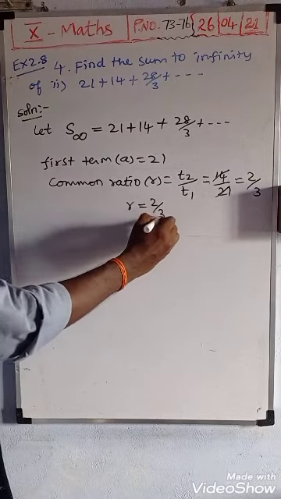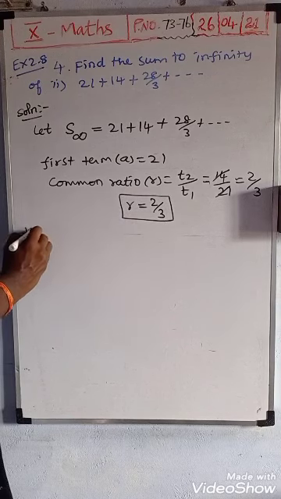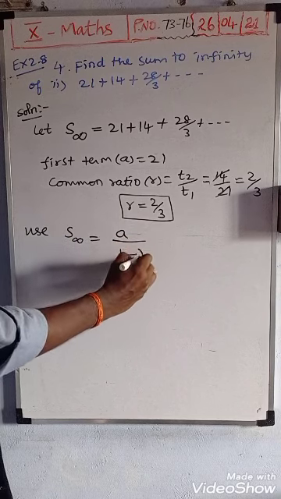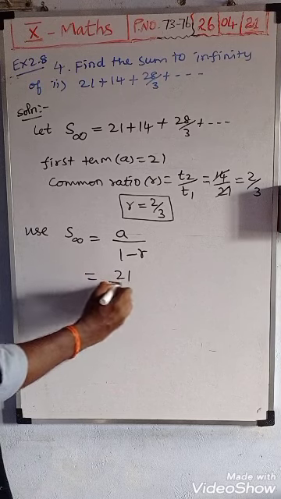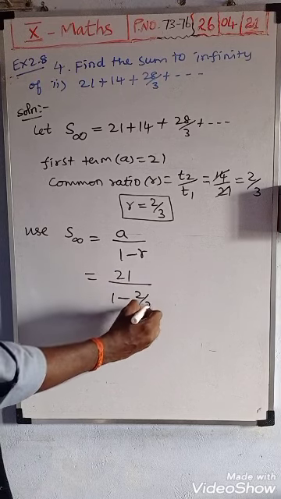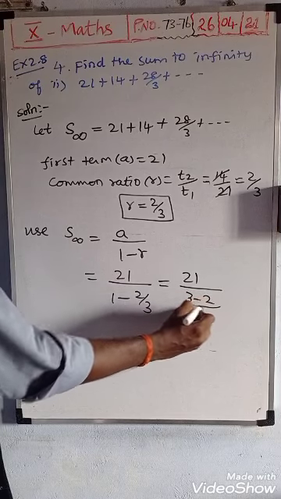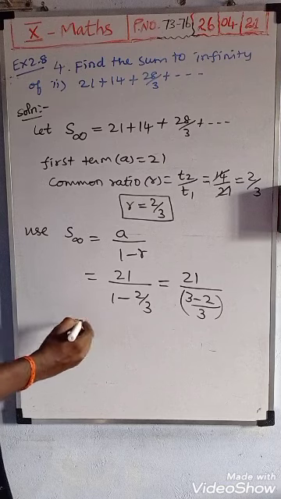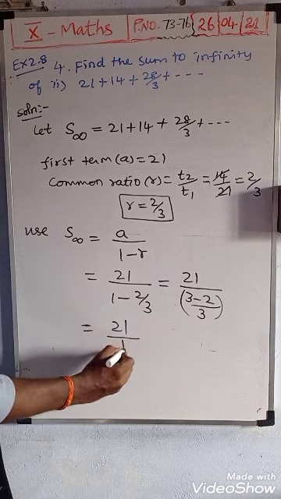So here we know only one formula, so no need to compare anything. Okay, now use S infinity is equal to a divided by 1 minus r formula. Now you substitute a value: 21 divided by 1 minus 2 by 3. Now you want to take the LCM in the denominator, so 3 minus 2 divided by 3. So 21 by, 3 minus 2 means 1, so 1 by 3.